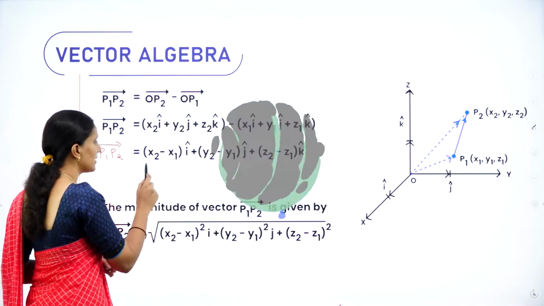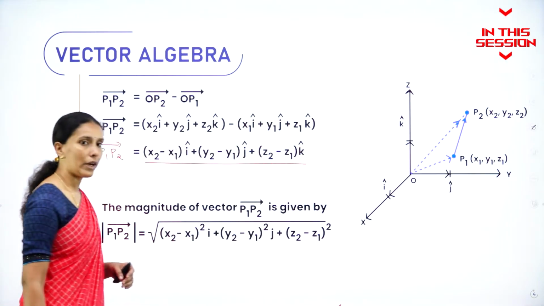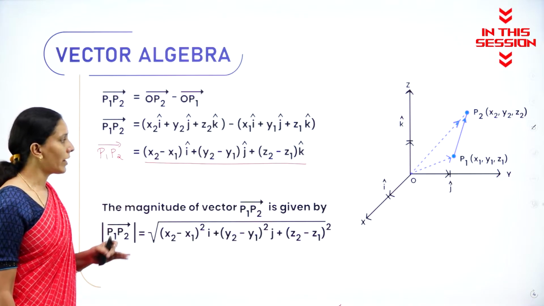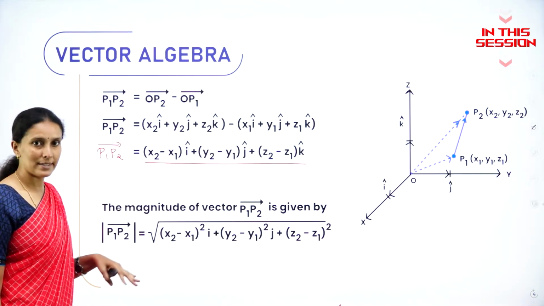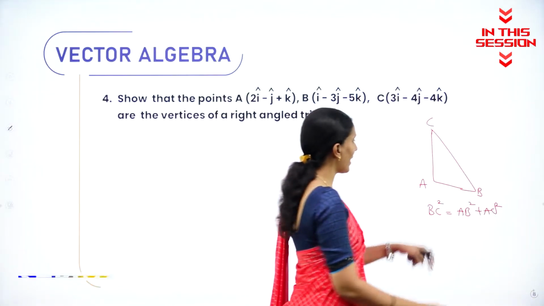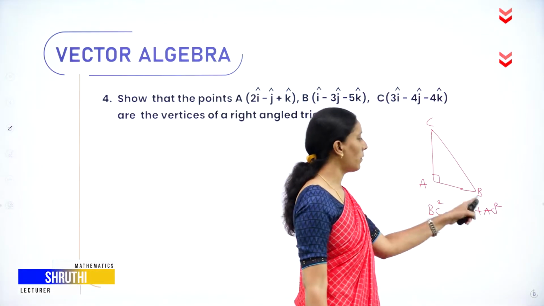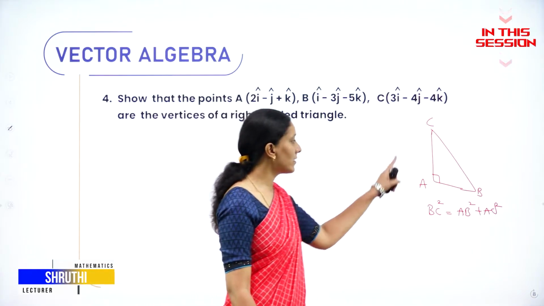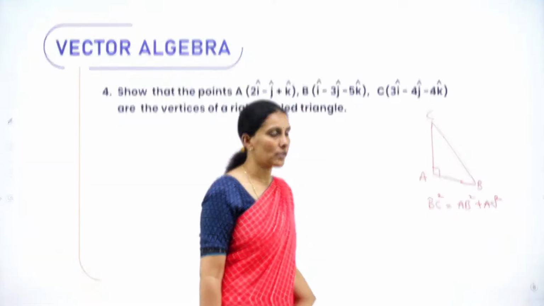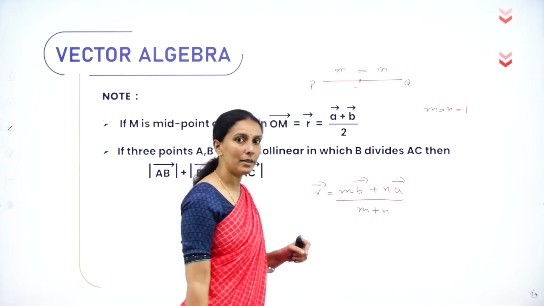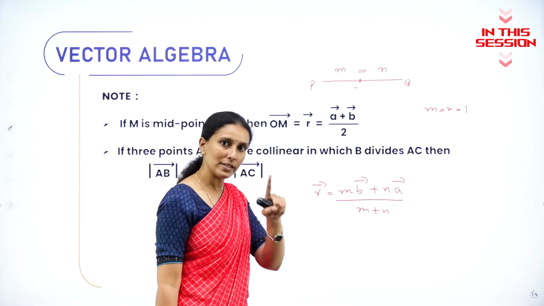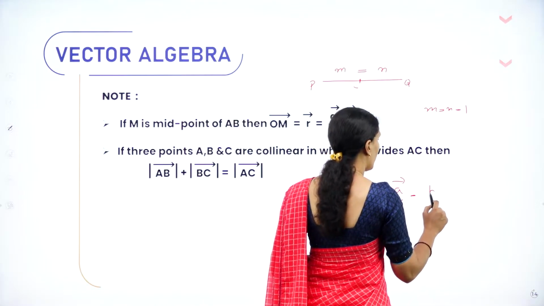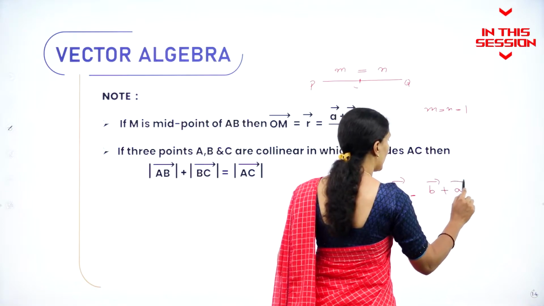Whenever the vectors are given, you have to write the vectors in this form, that is (x2 minus x1)i, (y2 minus y1)j plus (z2 minus z1)k. If a triangle is right angled at A and whose hypotenuse is BC, then we have to show that the square of the hypotenuse is always the sum of squares of the other two sides. If R divides exactly at the midpoint, then the m and n values are the same, which becomes 1. So therefore here I can take vector B plus vector A divided by 2.